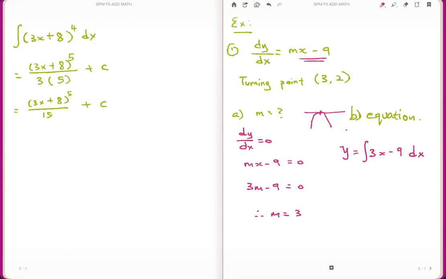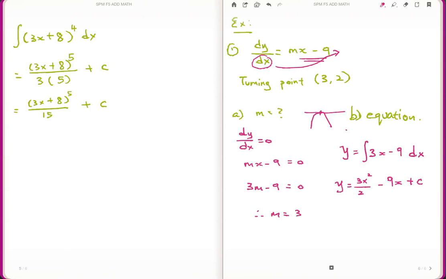Now how do you do that? If you bring this up to here, you get your y. You integrate it, then you get the y equation. So here, two different functions. Your y will therefore be 3x squared over 2 minus 9x plus c. How do you get this c? Because you need the equation. You can't just leave it here. You don't get full marks in your exam.